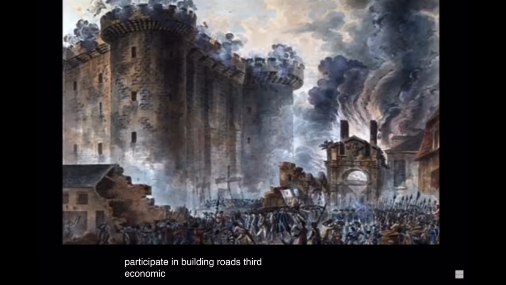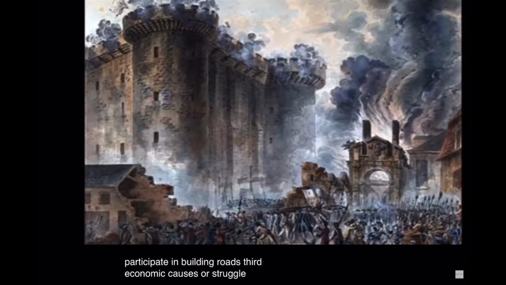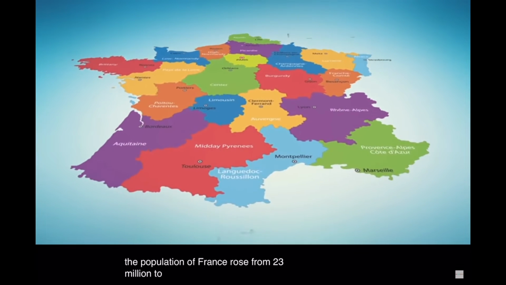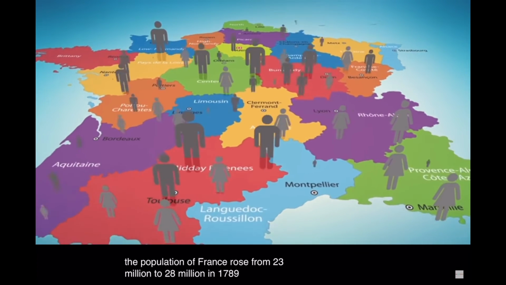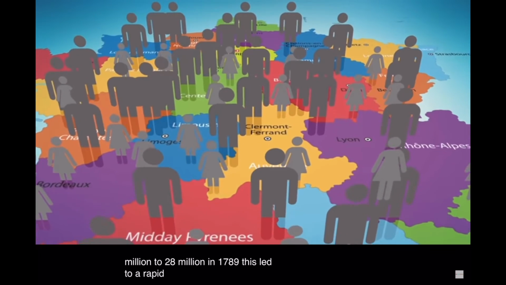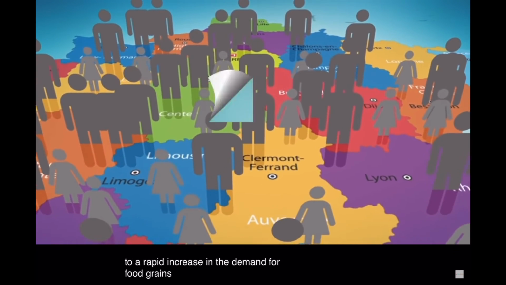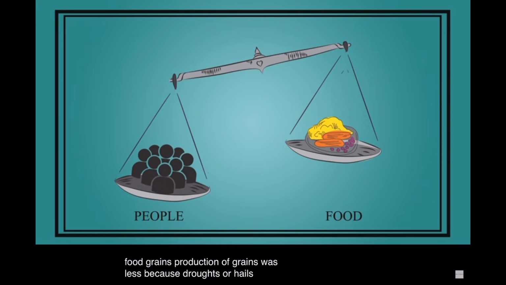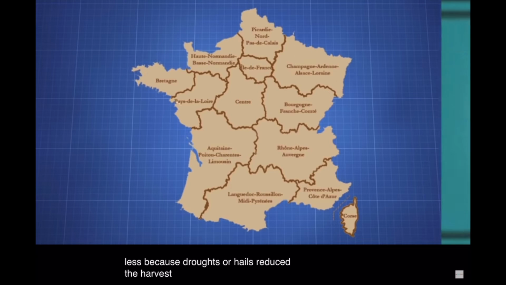Third, economic causes, or struggle to survive. The population of France rose from 23 million to 28 million in 1789. This led to a rapid increase in the demand for food grains. Production of grains was less because drought or hail reduced the harvest.